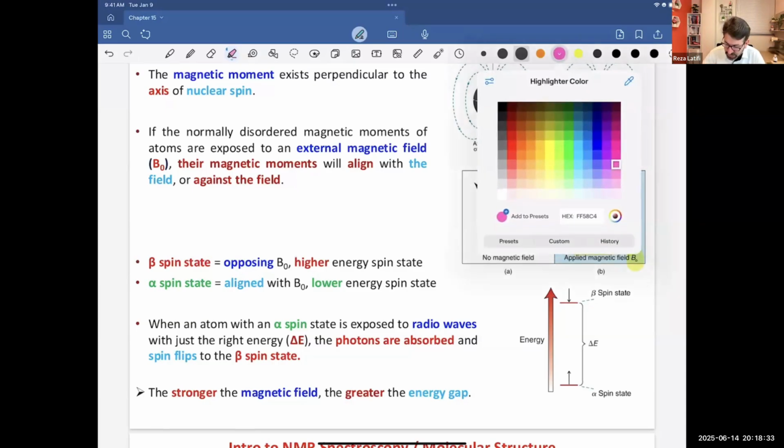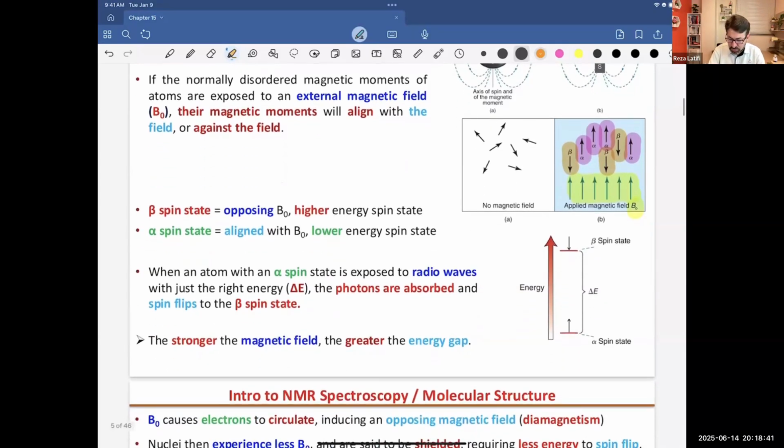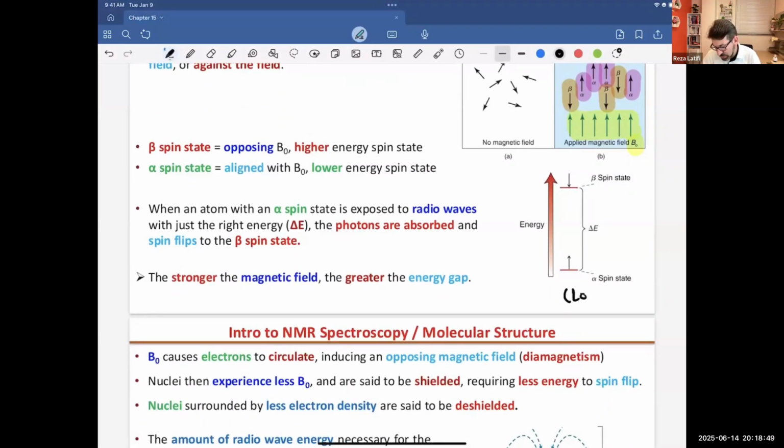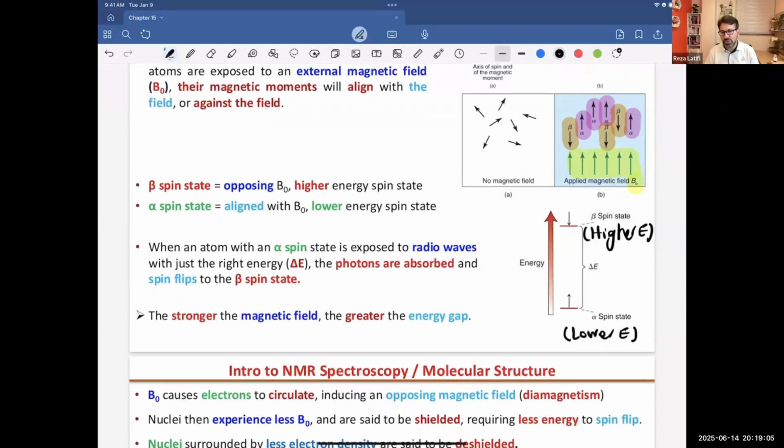Or maybe they will be pointing down, opposite of the magnetic field that we applied, and that's going to give us a beta state. So I got 2 states: one is the alpha spin state, and the second is the beta spin state. The alpha spin state has lower energy, while the beta spin state has higher energy. Now if you apply enough energy to flip the spin of the nucleus from the alpha spin state to the beta spin state, we say the nucleus is technically under resonance. That means the nucleus got radiation. Which radiation? Radio frequency that we send to it. We send enough energy to flip the spin from alpha to beta.